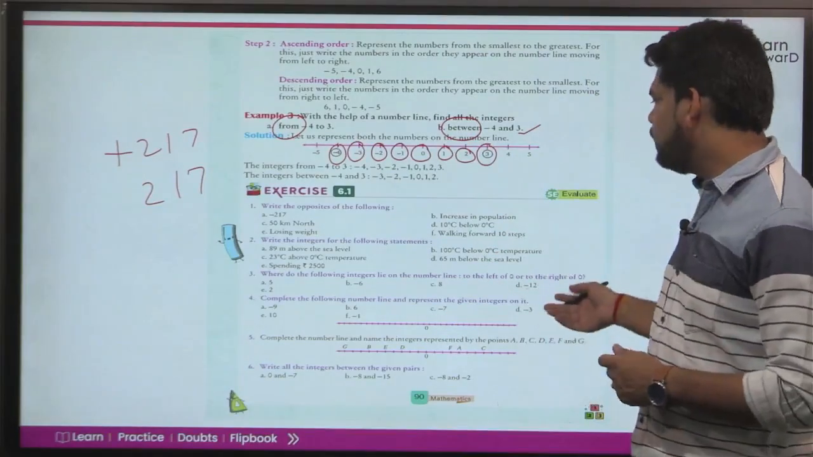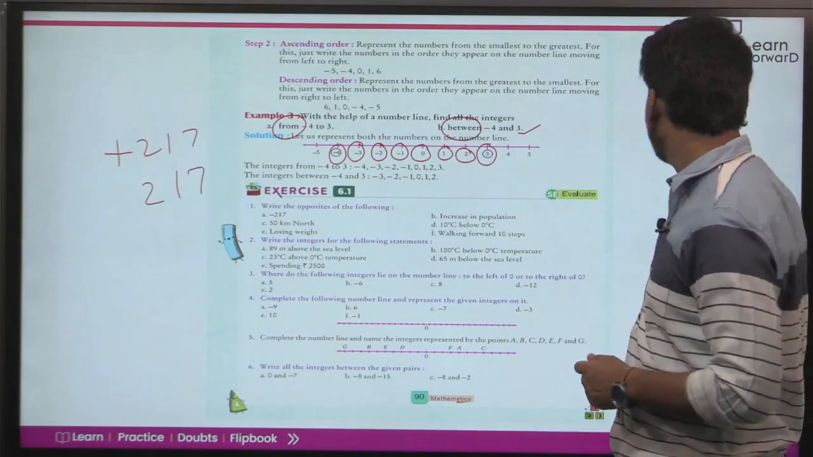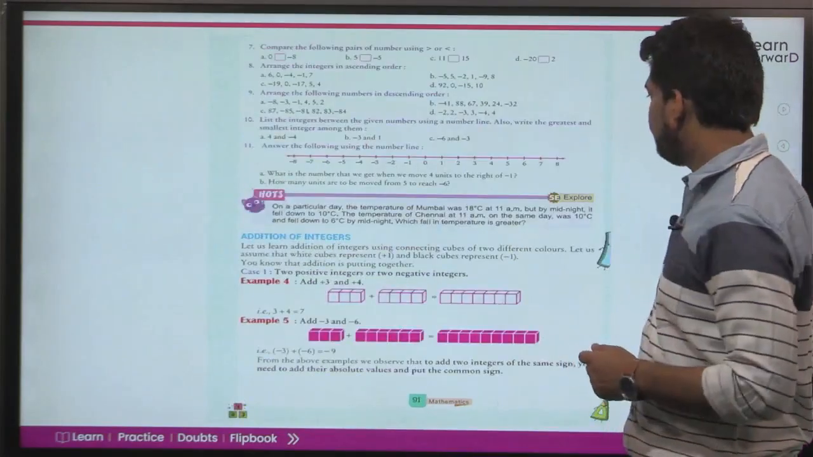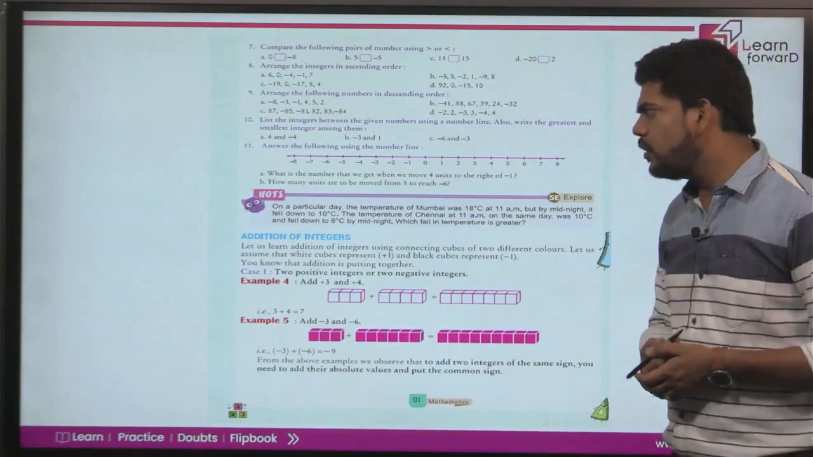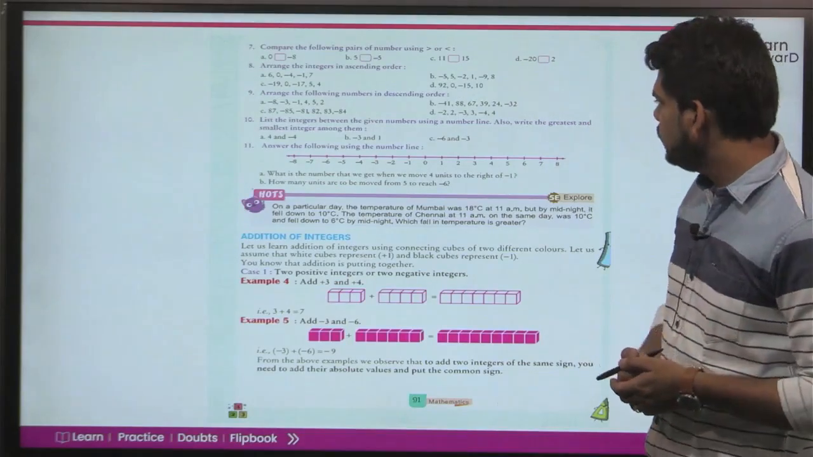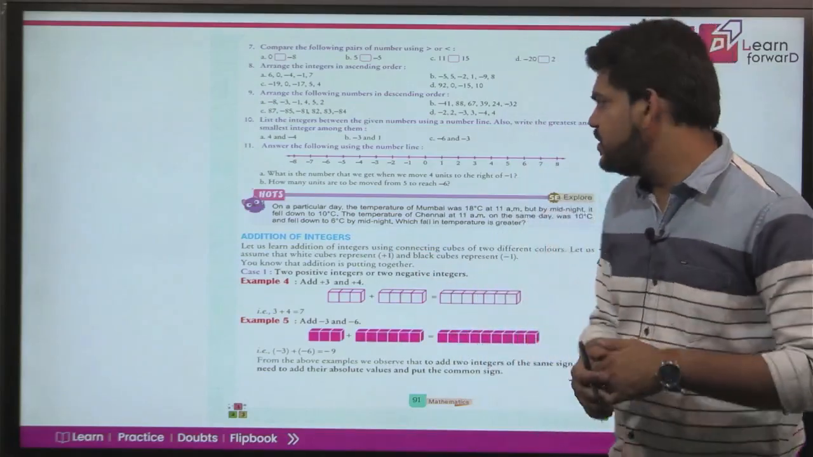Fine. I believe these are simple questions that you can practice by yourself also. Now these concepts we have already covered in the above concept. So you can do this exercise by yourself. Comparison you can do, ascending, descending you can do, listing down you can do. Okay, fine. Now coming to our next topic, addition of integers.